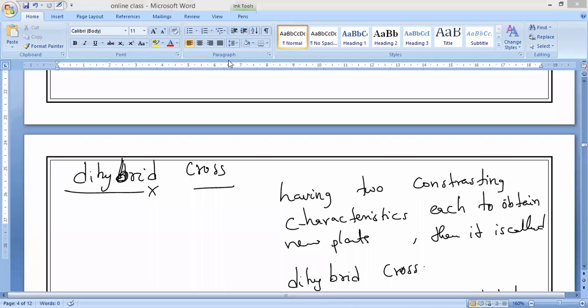With this I will stop today's class. Tomorrow we'll continue rules for the inheritance of traits, that is Mendel's contribution for monohybrid inheritance and dihybrid inheritance.